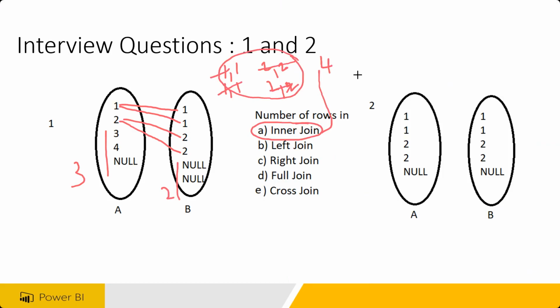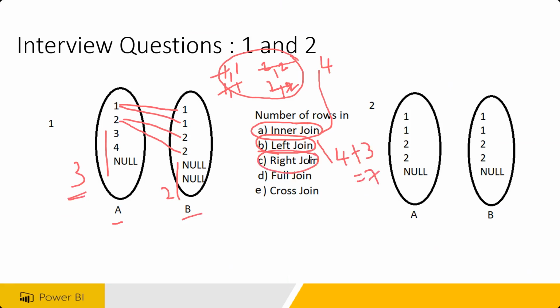Okay. Now, what is left outer join? Left outer join will be the matching data, that is 4, plus the unmatched data from the left data set. You assume A is the left data set and B is the right data set. So 4 plus 3, the unmatched data from this side, is equivalent to 7. So your left join will give you 7.